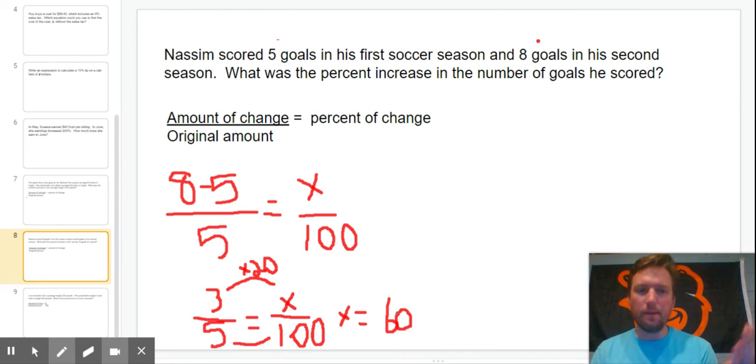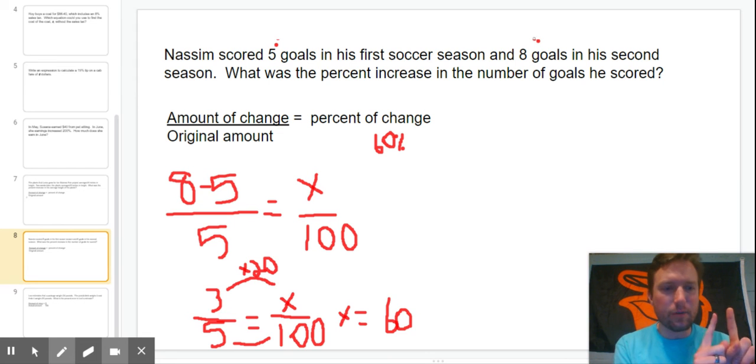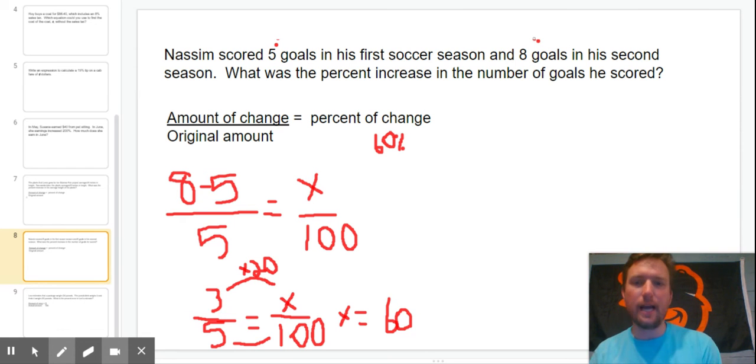Now, there's another way to solve this, okay? But before we do that, we need to make sure that we understand what the problem is. What is the percent of change? The percent of change would be 60%. So what that means is that from going from 5 goals in the first season to 8 goals in the second season, there's a 60% increase. Well done, Nassam.